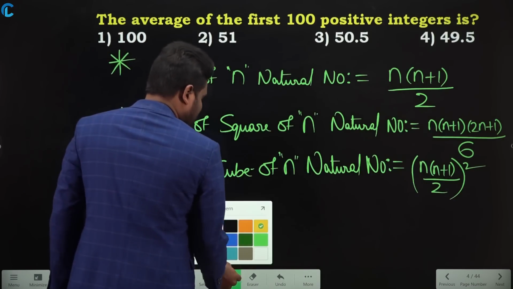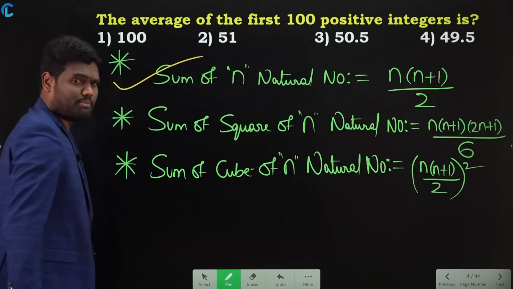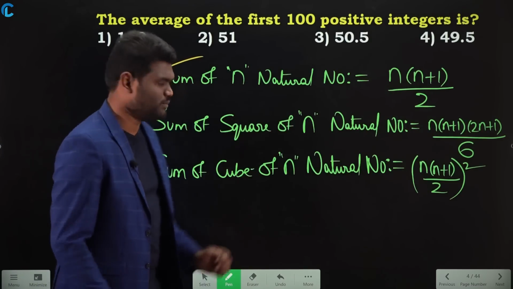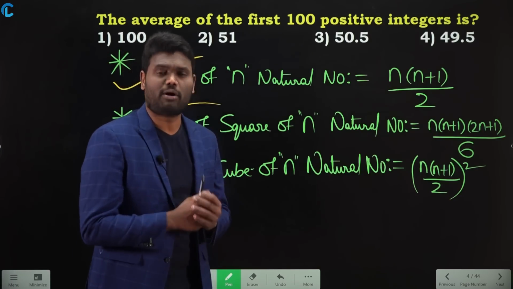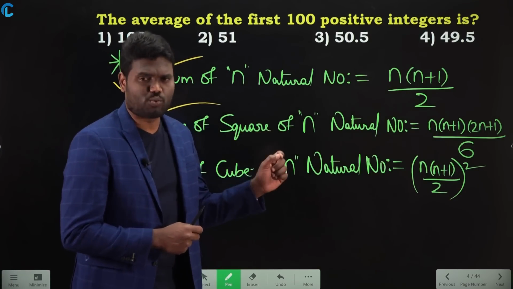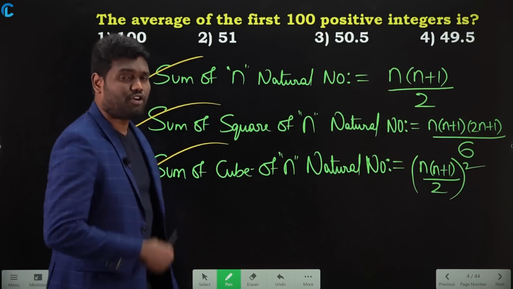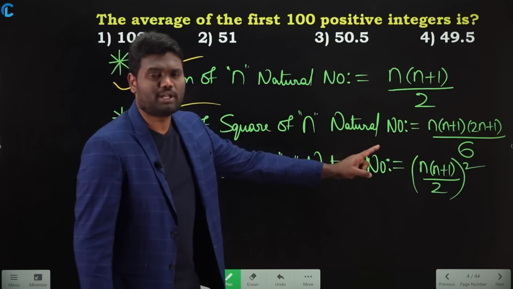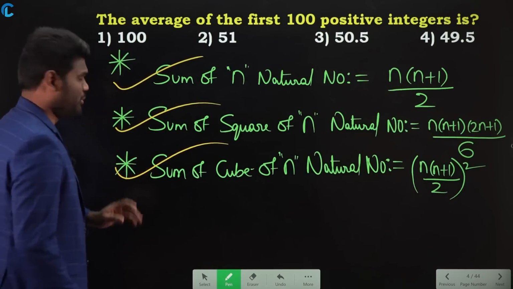Why? Because based upon this we are going to get questions. First one is the sum of n natural numbers. The formula is n into n plus 1 by 2. Next is the sum of squares of n natural numbers. The formula is n into n plus 1 into 2n plus 1 by 6. And the next is the sum of cubes of n natural numbers. The formula is n into n plus 1 by 2 whole squared. Okay. So note this. This is really important.